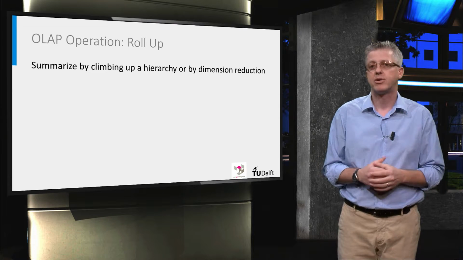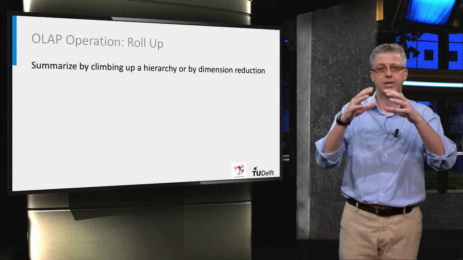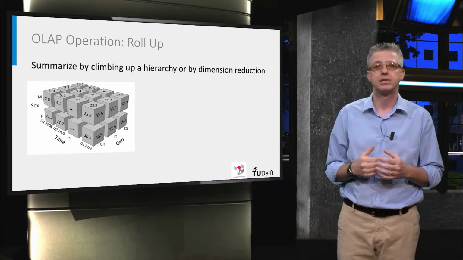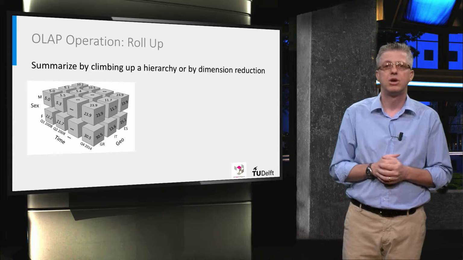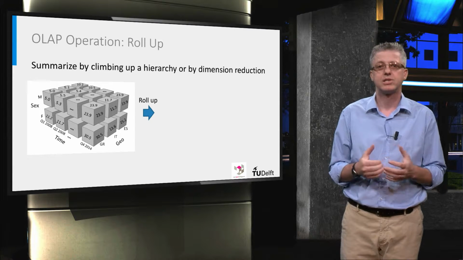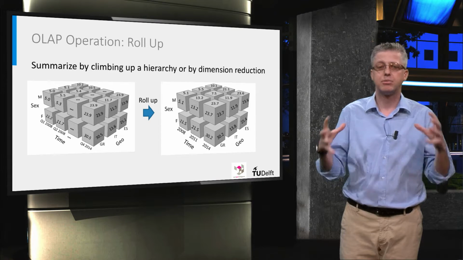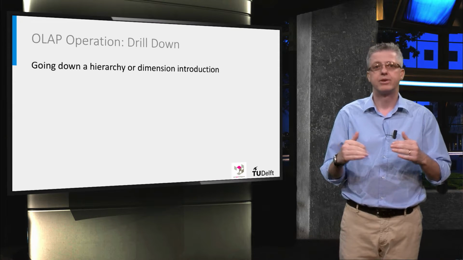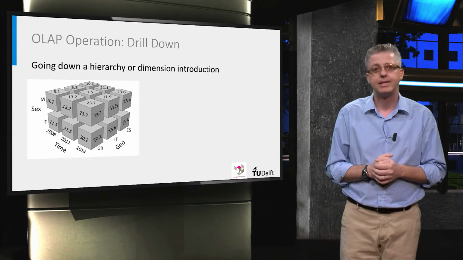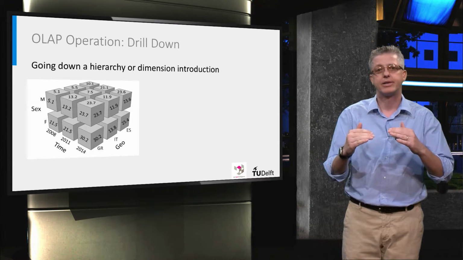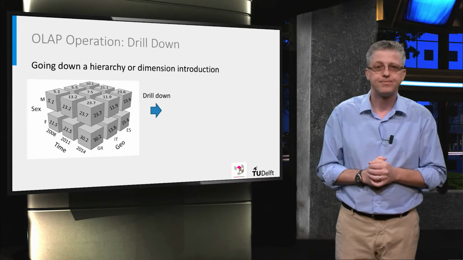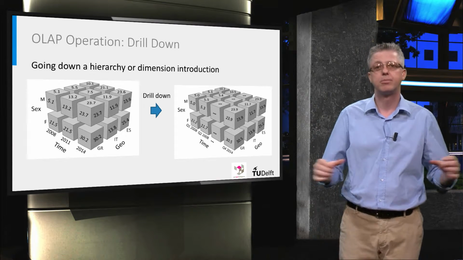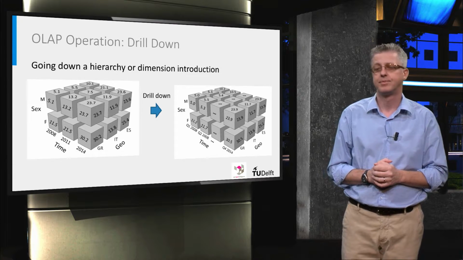Roll-up: summarize data by climbing up a hierarchy or by dimension reduction. For example, data can be summarized together in the next level of a time hierarchy, such as unemployment data at the quarter level are summarized at the year level. Drill down is the reverse of a roll-up operation. This happens by going down a hierarchy or by dimension introduction. For example, unemployment data at the year level are drilled down to unemployment data at the quarter level.